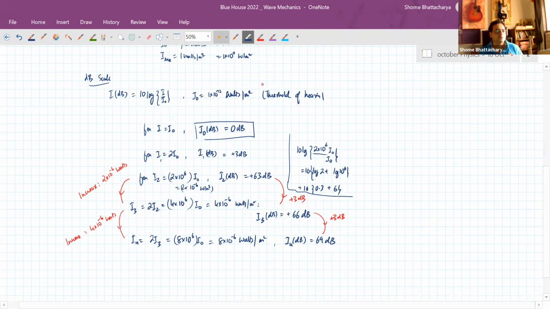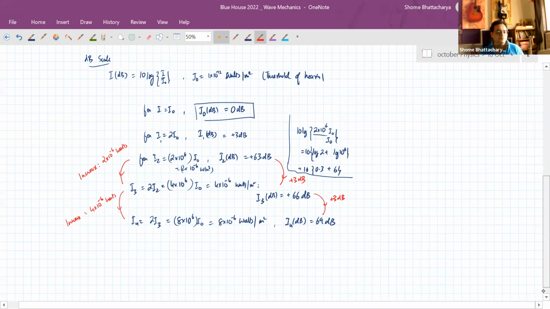Now this plus 3 dB rule becomes something important: every time we double the intensity in watts per meter square, on the decibel scale there's a plus 3 dB increase. Or if we reduce the intensity by a factor of half in watts per meter square, then on the decibel scale it will reduce by minus 3 dB. So that is the concept related to the point source we were discussing earlier.